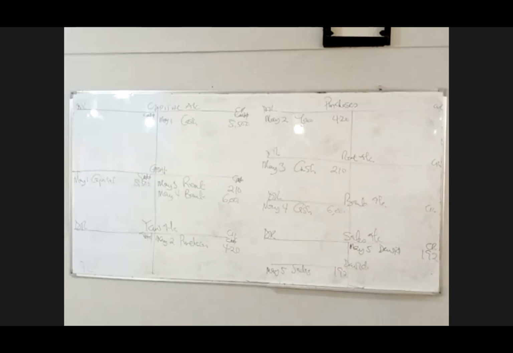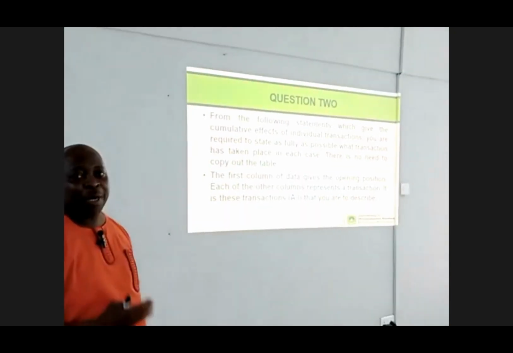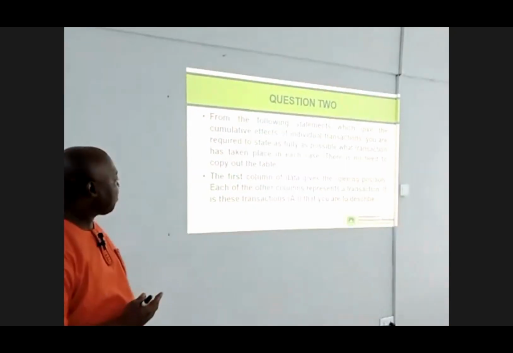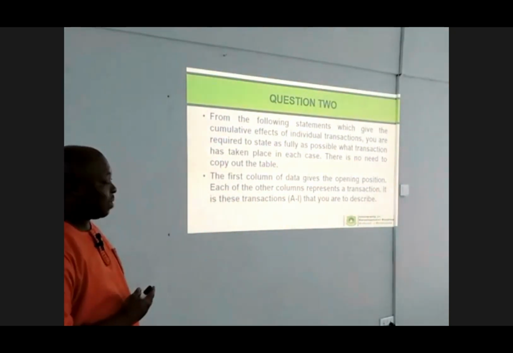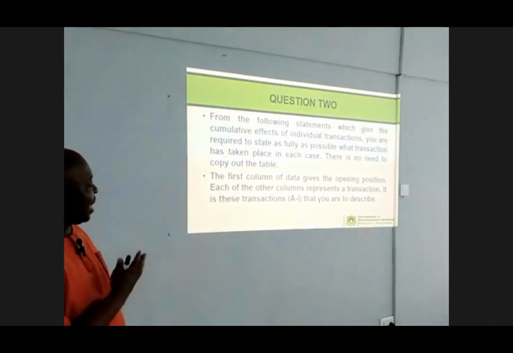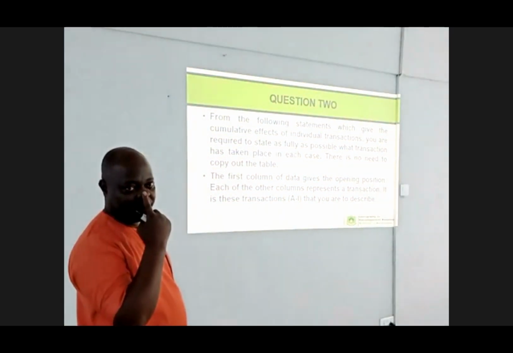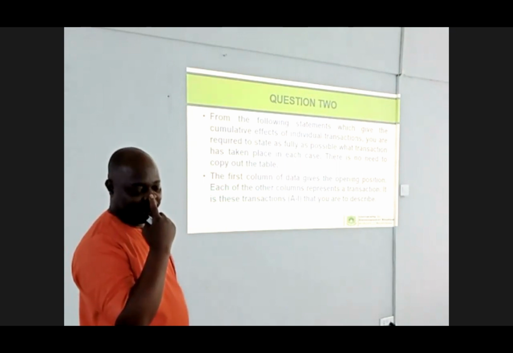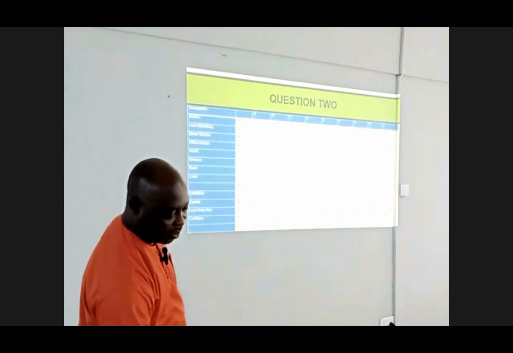This is just to give us a deeper insight into all that we have been talking about, the activities of accountants. The first column of the data gives the opening position. Each of the other columns represents a transaction, and it is this transaction A to Z that you are supposed to describe.